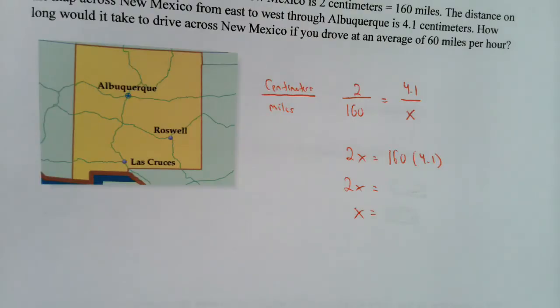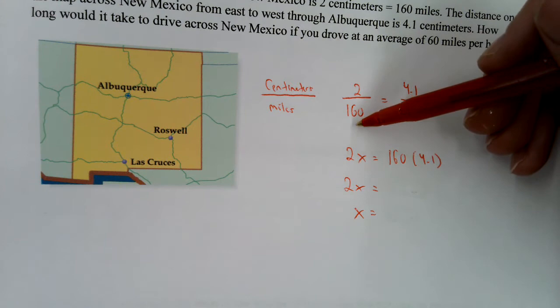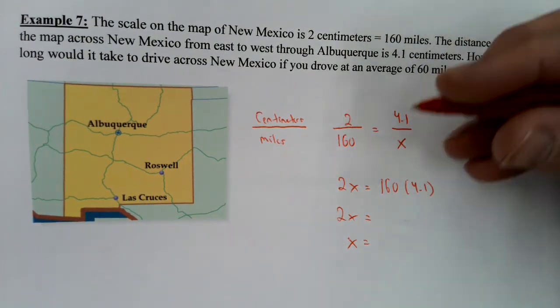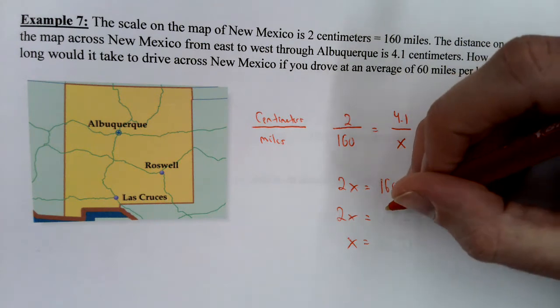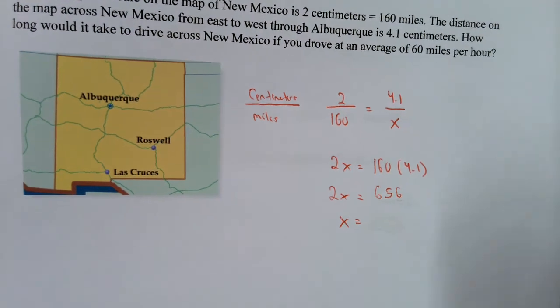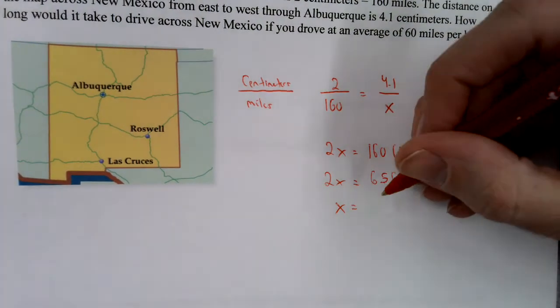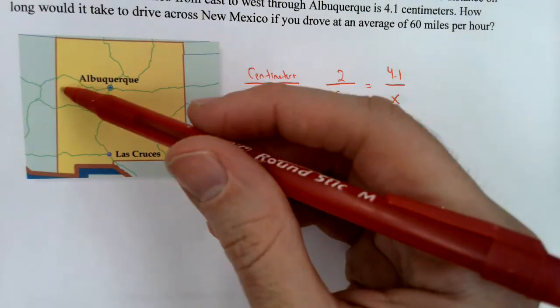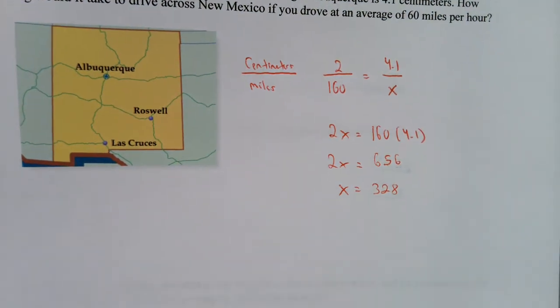Okay, so I accidentally put 60 the first time. It should be 160. Just make note of that. So when I do 160 times 4.1, I get 656. Divided by 2 equals 328. So that is how far apart New Mexico is from east to west.